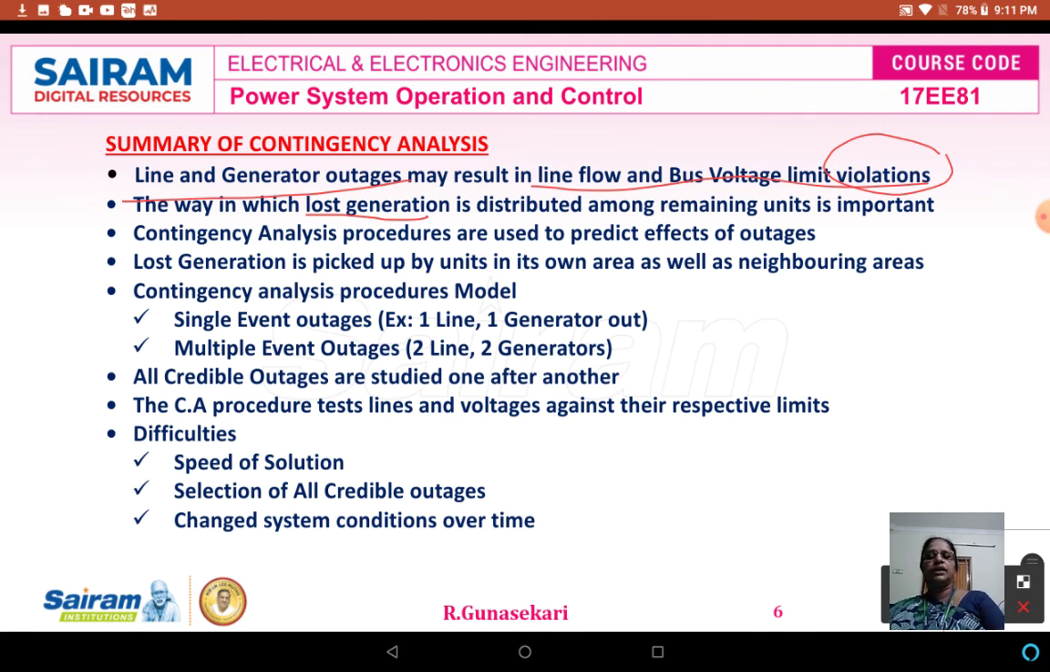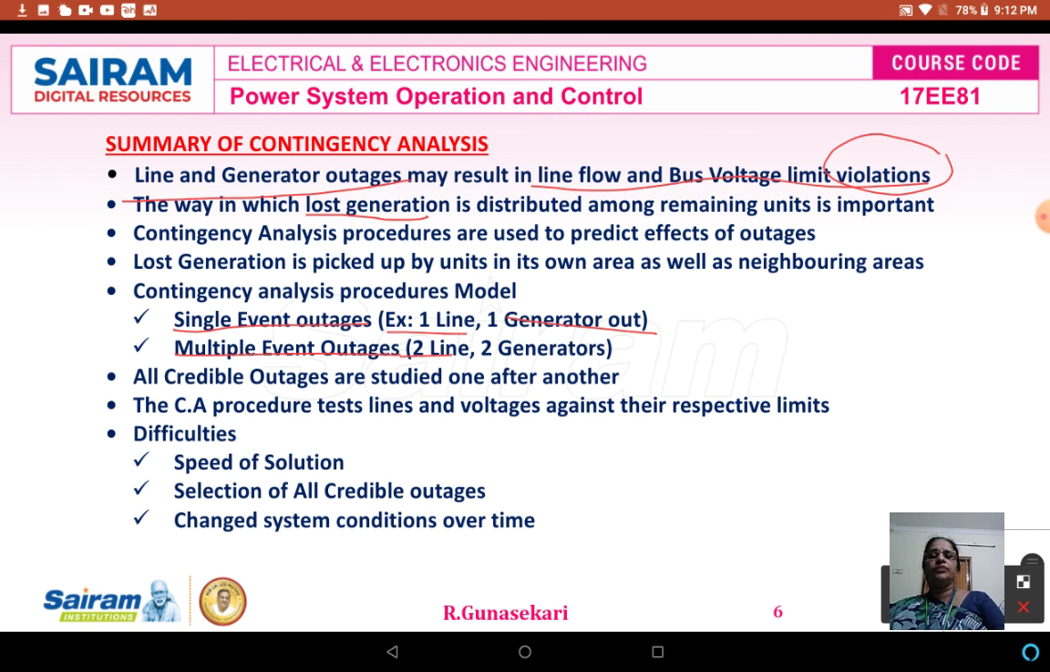And then next, the contingency analysis procedure. Single event outage is there, multi event outage is also there. Single means any one line outage or one generator outage. Otherwise multiple means two line outages or two generator outages, or one line and one generator outage is also multiple outages. And then all the critical outages are studied one after another. The contingency analysis procedure tests the lines and voltages against their respective limits.